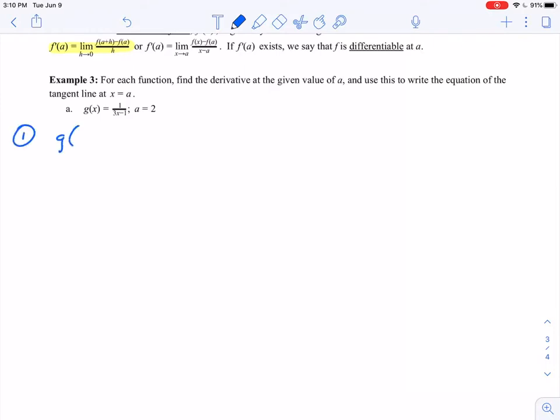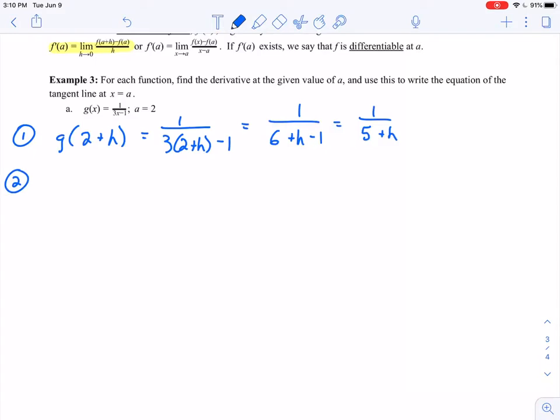Let's look at g of 2 plus h here. So I'm going to look at g of 2 plus h. A is 2 here, that's how I came up with that. So I'm just going to plug 2 plus h in for g of x. 1 over 3 times 2 plus h minus 1. 1 over 6 plus h minus 1. I have 1 over 5 plus h. So again, you'll get to a point where you say, well, I can't simplify this anymore, so maybe we'll move on to the next step. The next step then would be, let's go find f of a.